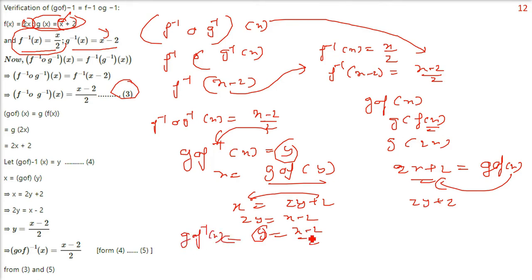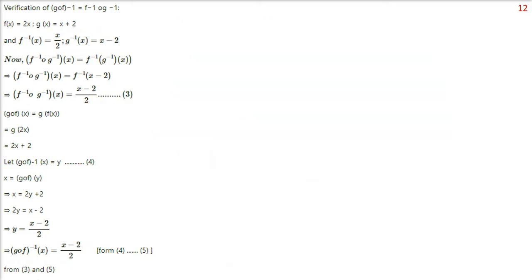Now you see this one and the previous one. These both have come the same: x minus 2 by 2, x minus 2 by 2. This one and this one both became the same. That is, we have proven this.